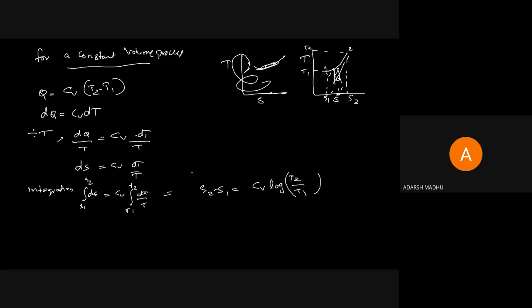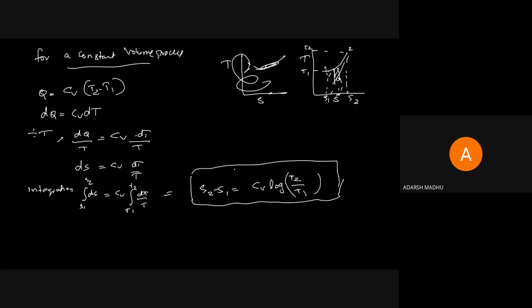So this is the equation for a constant volume process. The constant volume process equation is s2 minus s1 equal to Cv log T2 by T1. And we can relate the same equation to the constant pressure process: if we substitute the value of Cv with Cp, we get the constant pressure process equation.